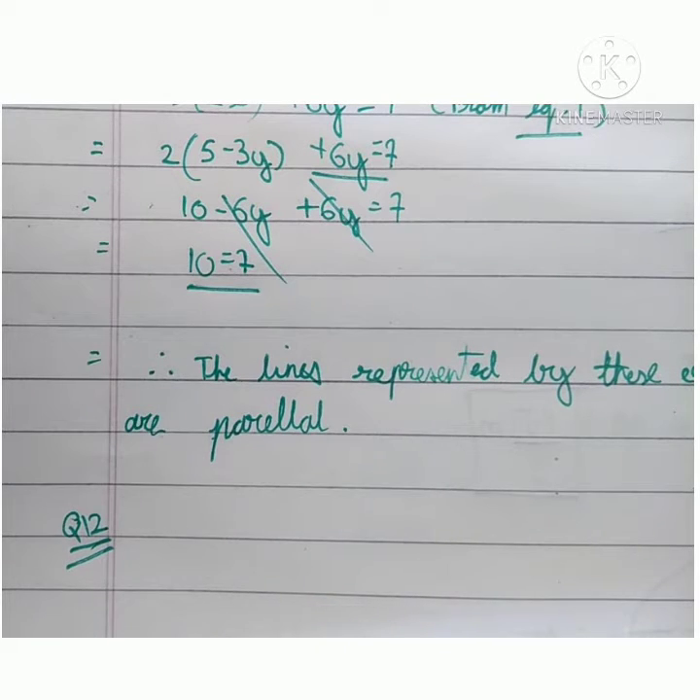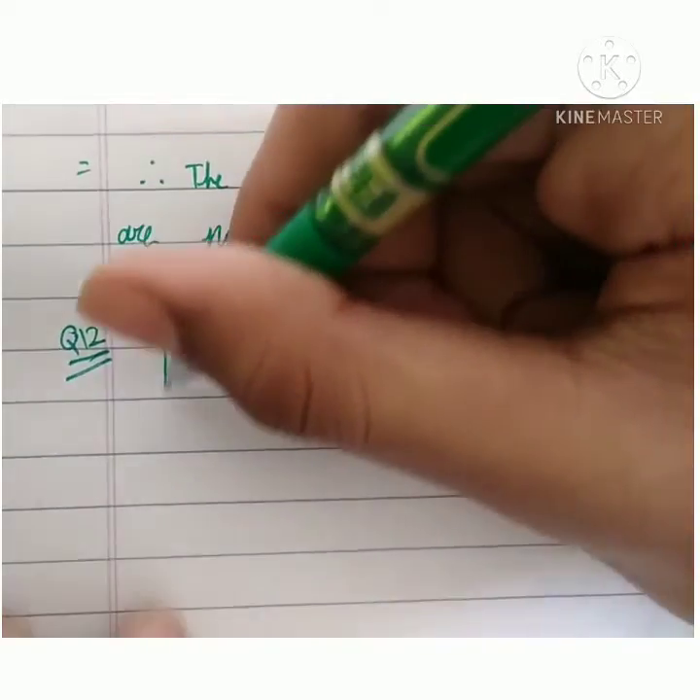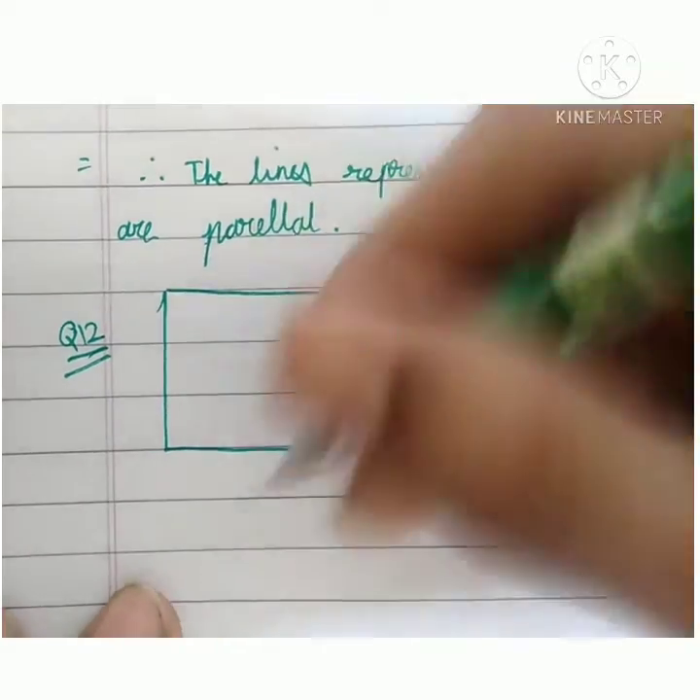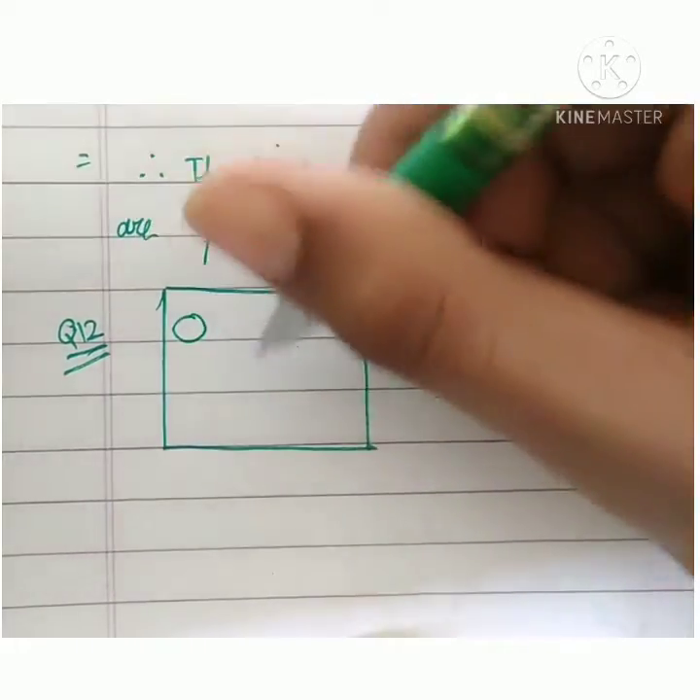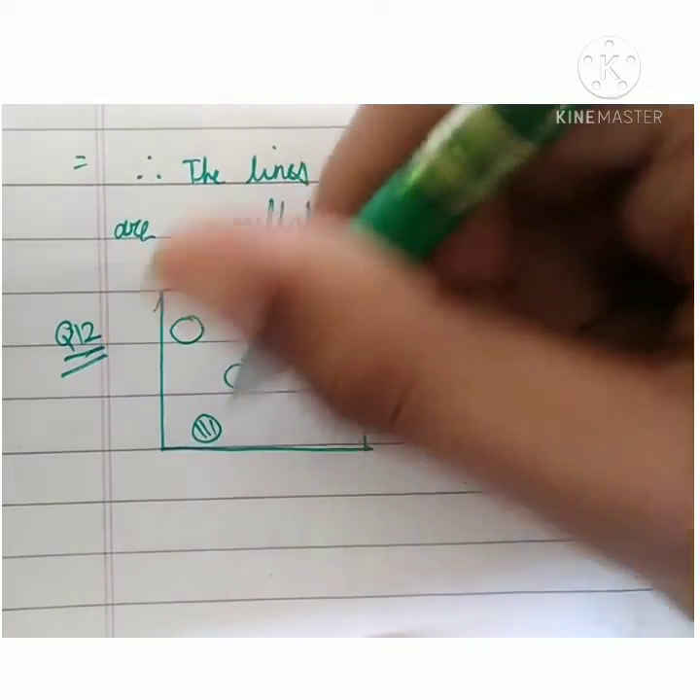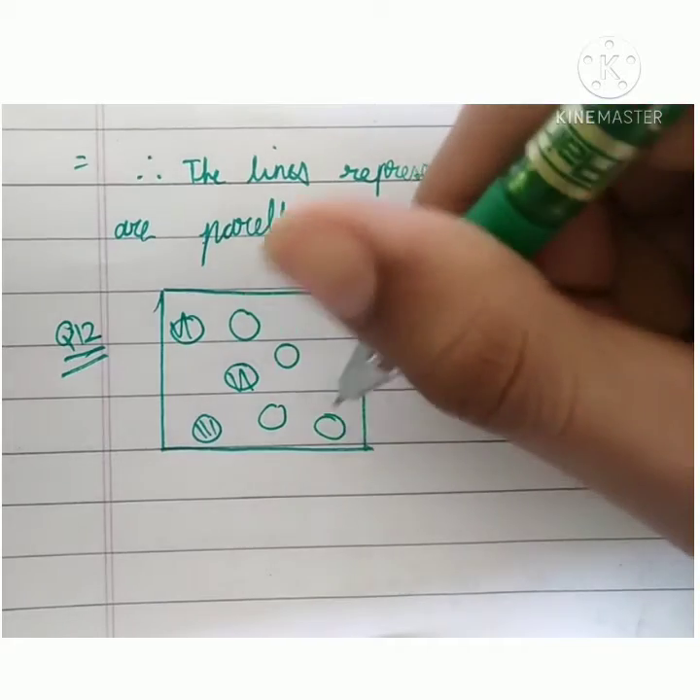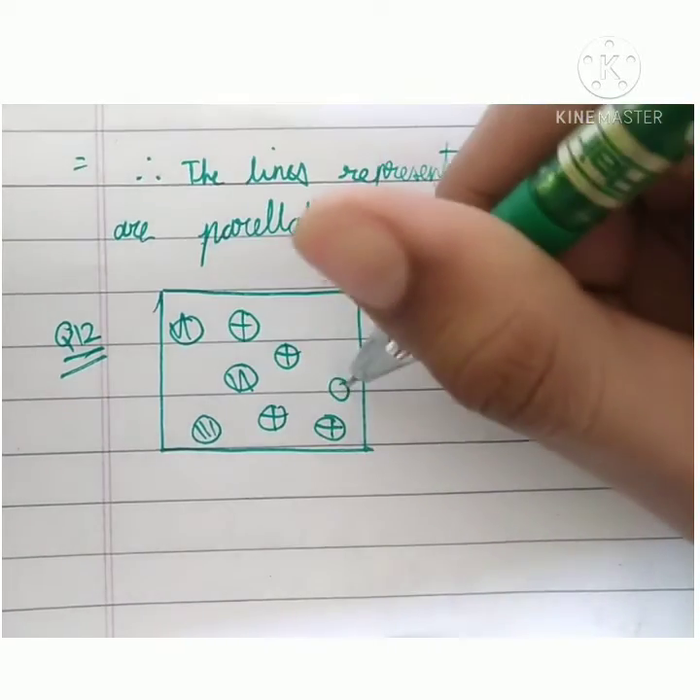Now what the question is saying is that there is a box which has some number of balls. It is given that we have 3 red balls. Okay, these are the red balls, and there are 5 black balls. Okay, these are the black balls.